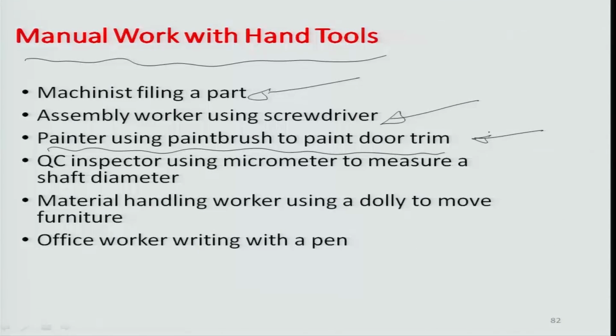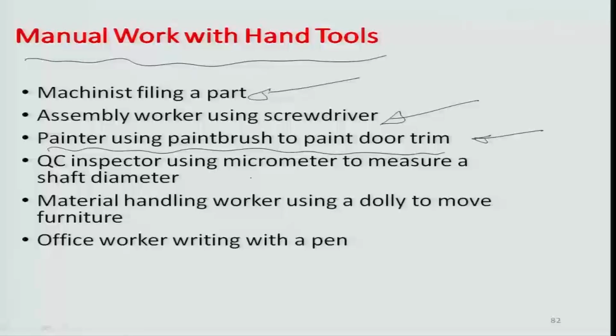The precision and accuracy in how you guide the paintbrush so that it does not go off board and create a dent or create a paint spot in some other region other than where it is intended to, would actually need a lot of hand-eye coordination again on the part of the painter. So this is again a manual work system.